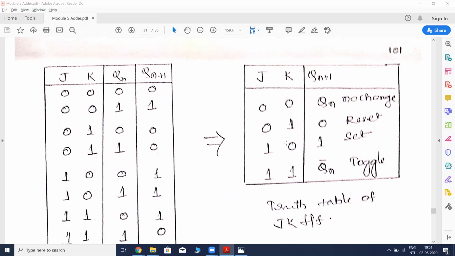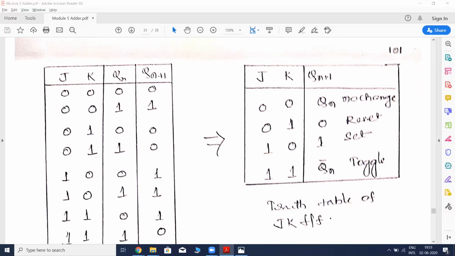Okay. So when J is 0 and K is 1, we are going to get the reset state. And when J is 1 and K is 0, we are going to get the set state. And when J and K both are equal to 1, 1, we are going to get Qn bar. Qn bar is what? Complement of the previous state. So this condition is called as toggle condition.